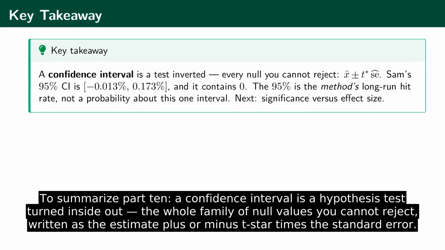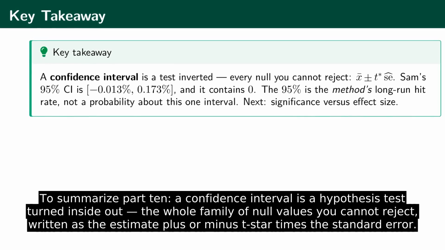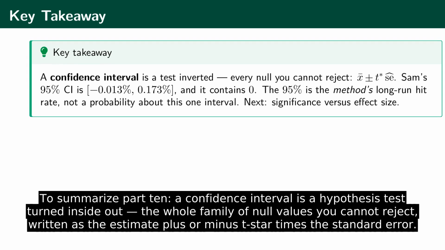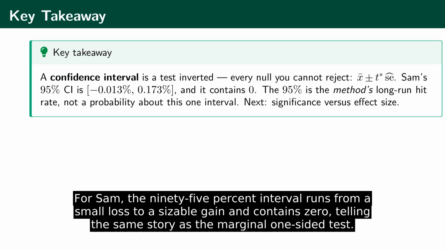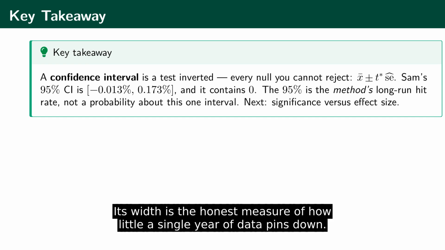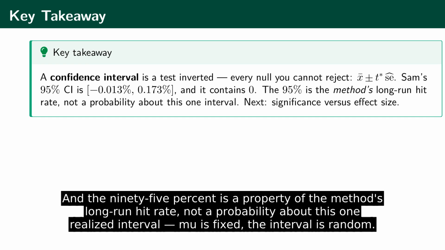To summarize Part 10, a confidence interval is a hypothesis test turned inside out, the whole family of null values you cannot reject, written as the estimate, plus or minus t star times the standard error. For Sam, the 95% interval runs from a small loss to a sizable gain and contains 0, telling the same story as the marginal one-sided test. Its width is the honest measure of how little a single year of data pins down. And the 95% is a property of the method's long-run hit rate, not a probability about this one realized interval. Mu is fixed, the interval is random.